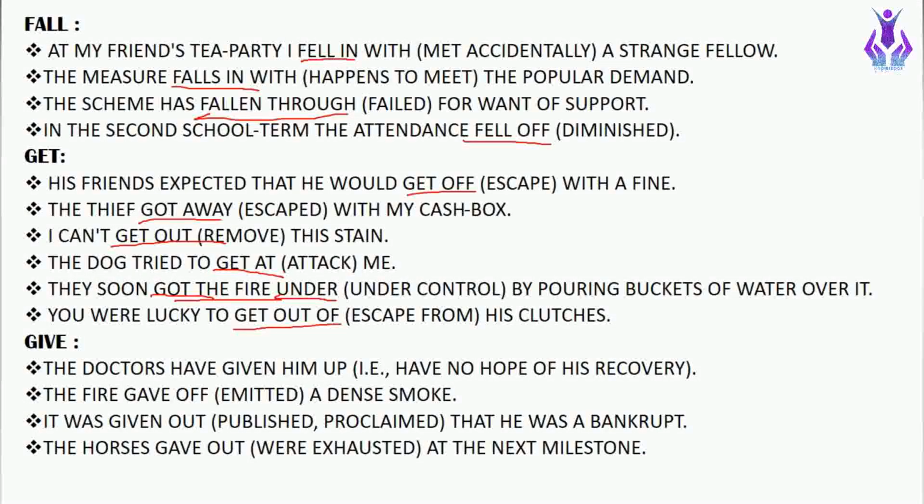So get out of. This is how we use certain verbs along with prepositions or different adverbs to give us different idioms. The next is give. The doctor has given him up. So given up means have no hope for his recovery. The fire gave off a dense smoke. It was given out that he was a bankrupt. The horses gave out at the next milestone. So this is how we use give in different manners as idioms.